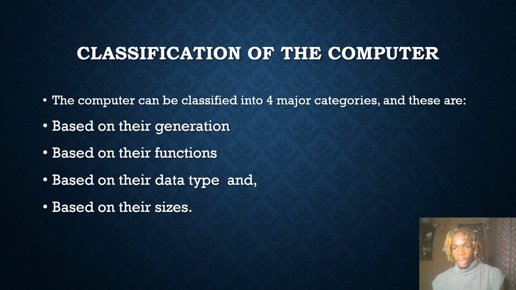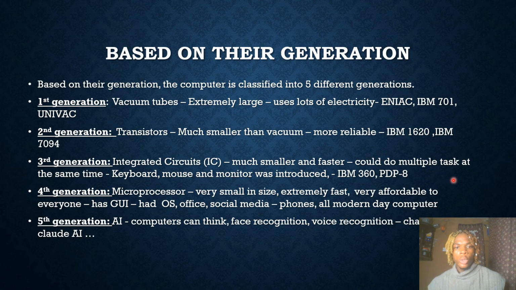So now, the classification of computer. The computer can be classified into 4 major categories, and these are classification based on their generation, based on their function, based on their data type, and based on their sizes. The first one we're going to touch now is the one based on their generation. Based on the generation, the computer is classified into 5 different generations: the first generation, second generation, third generation, fourth generation, and the fifth generation.